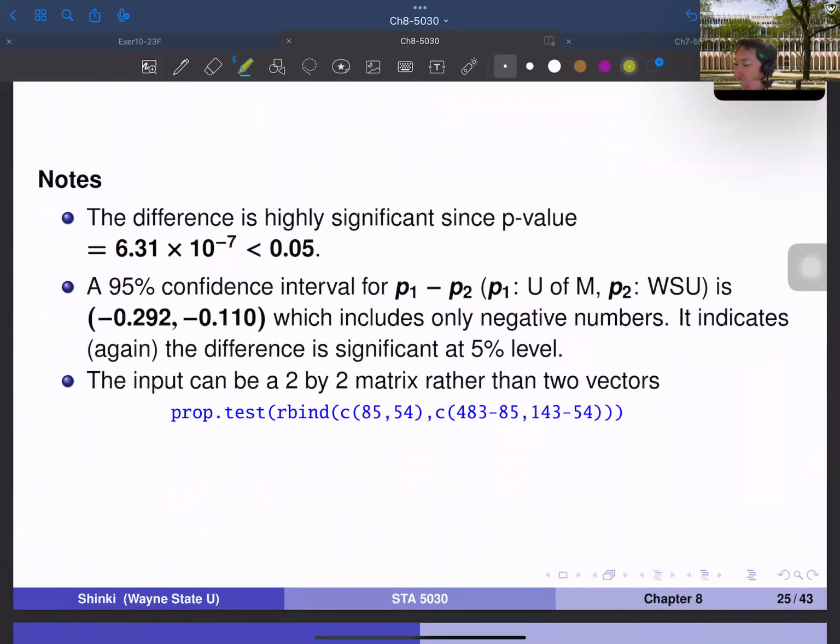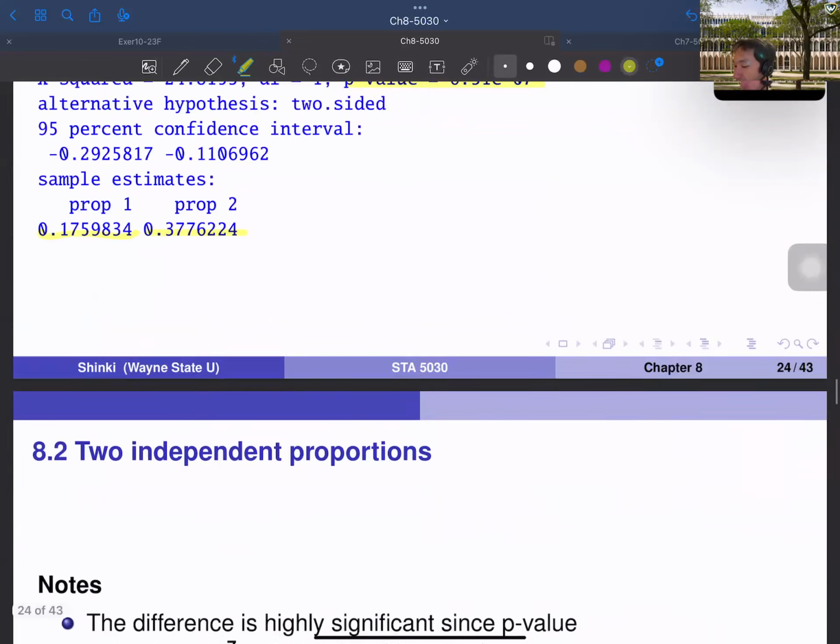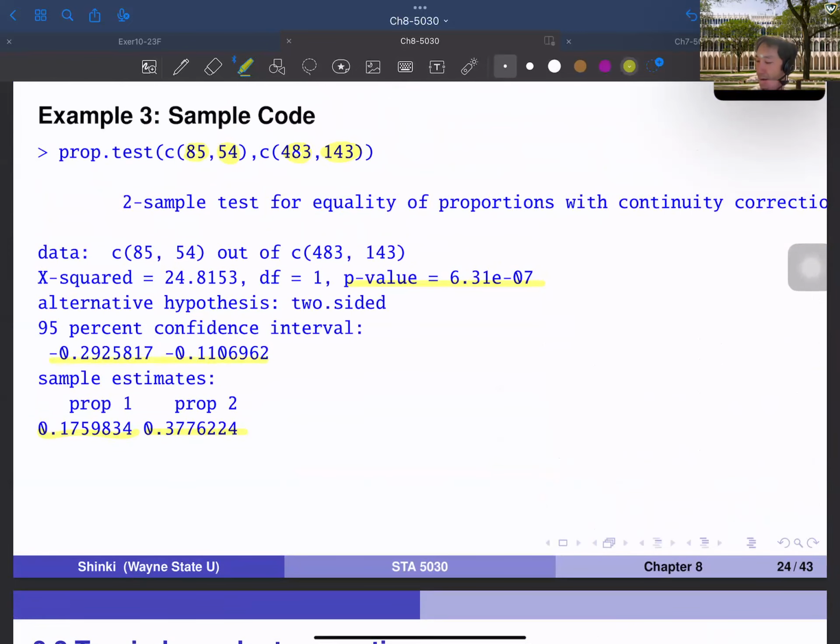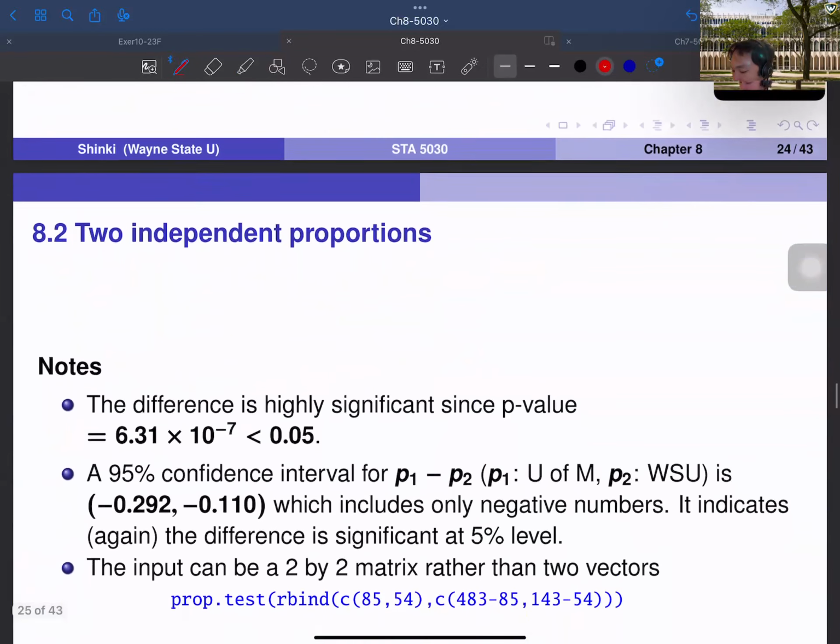Yeah, and it also gives the confidence interval. We haven't discussed the exact formula, but we have a 95% confidence interval for the difference between P1 and P2. P1 is U of M, and P2 is Wayne State, and the difference is between negative 0.29 and negative 0.11. So U of M applicants have 11 to 29% lower enrollment rate compared to Wayne State University graduates.